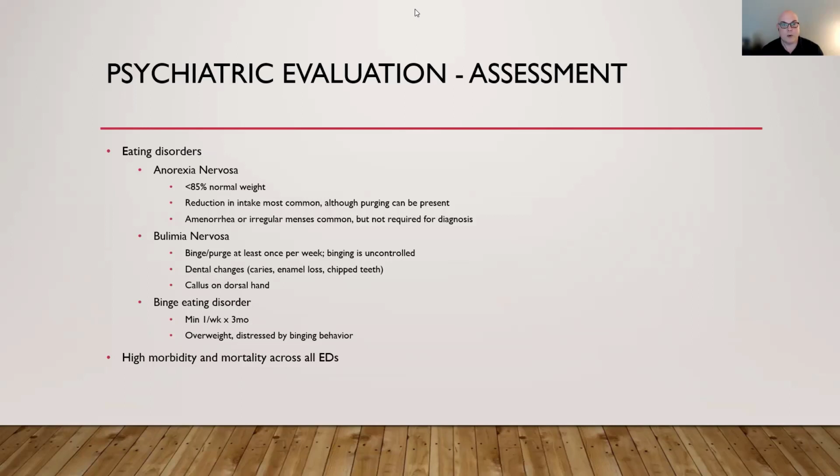control. In these patients, you want to look for dental changes, so caries or cavities, enamel loss, chipped teeth from physically using objects to help them elicit the gag reflex and vomit. You want to look for callus on the dorsal aspect of the hand, again, from putting the finger down the throat to induce vomiting. Binge eating disorder, so this is the binging without the purging aspect, minimum of at least once a week for the last 3 months.